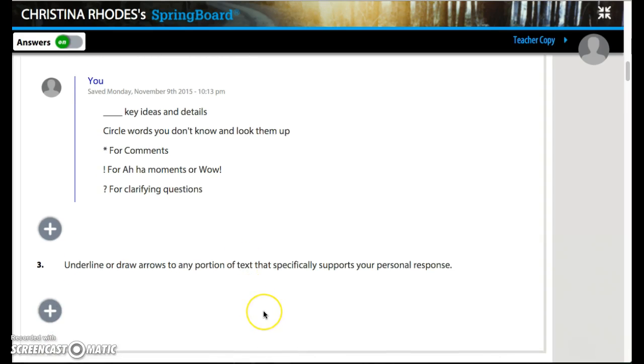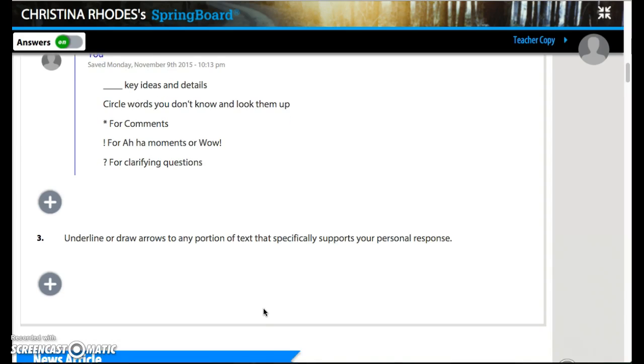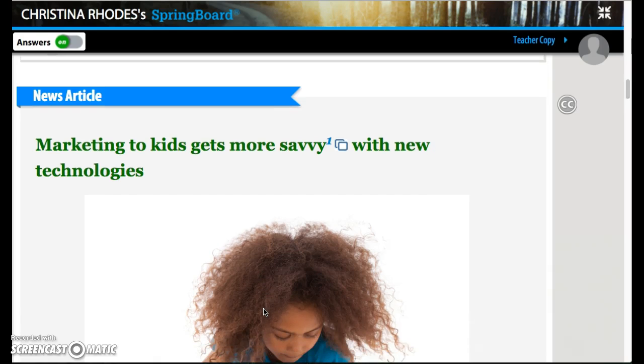Number 3 says, underline or draw arrows to any portion of text that specifically supports your personal response. So as you're reading, just underline or draw arrows to any portion that you see that specifically supports your personal response. Here's the news article.